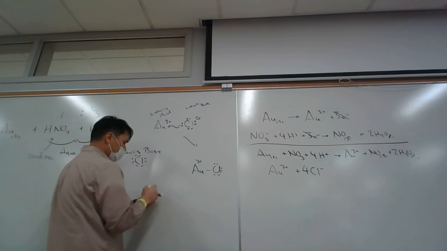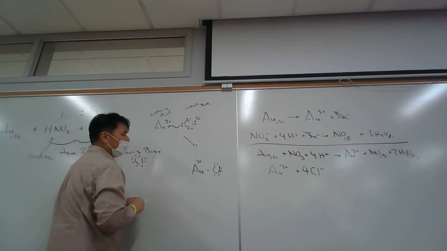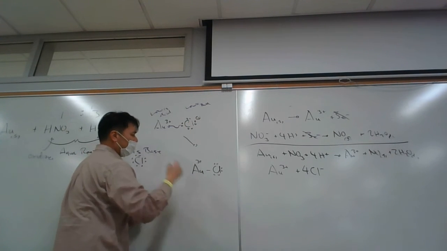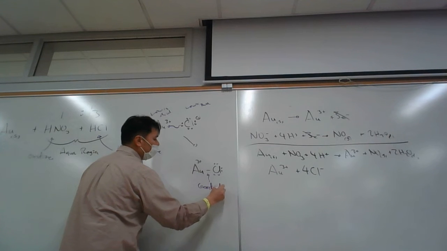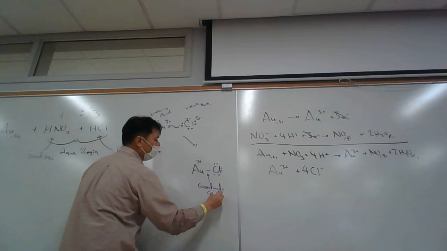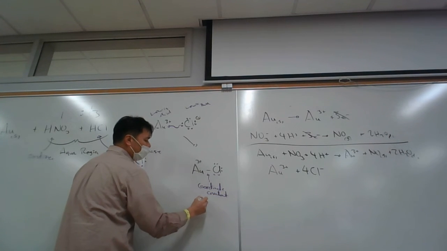Gold retains its charge at 3+. Chlorine retains its charge at -1. Now, this bond here is called a coordinate covalent or dative bond.